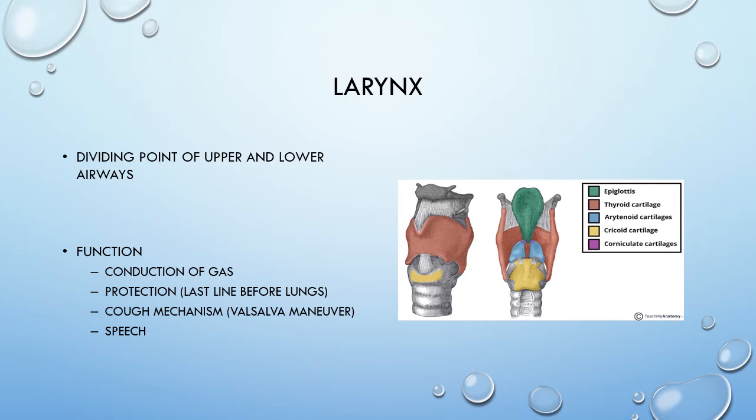So the larynx is the point that divides the upper from the lower airways. It's the end of the upper airway system. Its function is to make sure gas goes down to the trachea, protect the lungs, have a cough reflex or Valsalva maneuver, and speech.